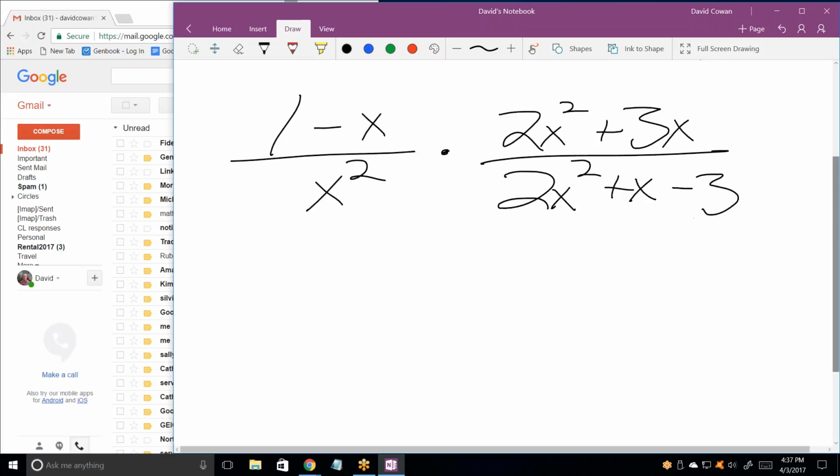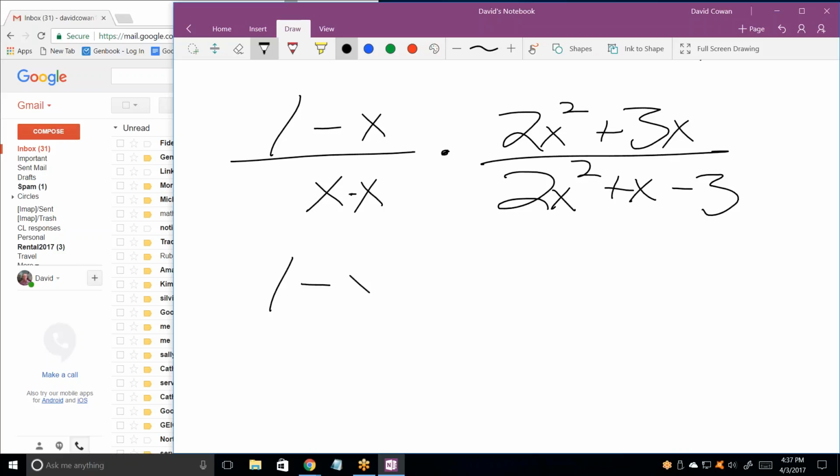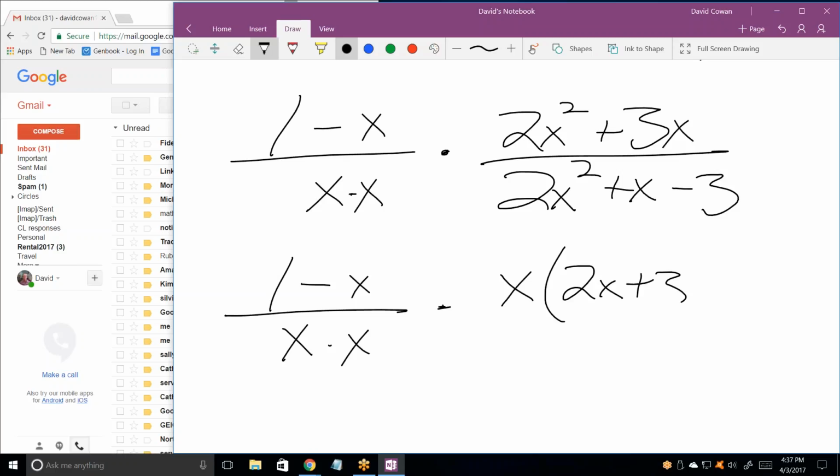Now, factor wherever you can factor. Well, I can't factor the upper left. I can kind of factor the lower left. I can turn the lower left into x times x. That's going to help because of what happens when I factor the upper right. When you factor the upper right, you factor out the x, so it's going to be x times (2x plus 3). Just plus 3, yeah.